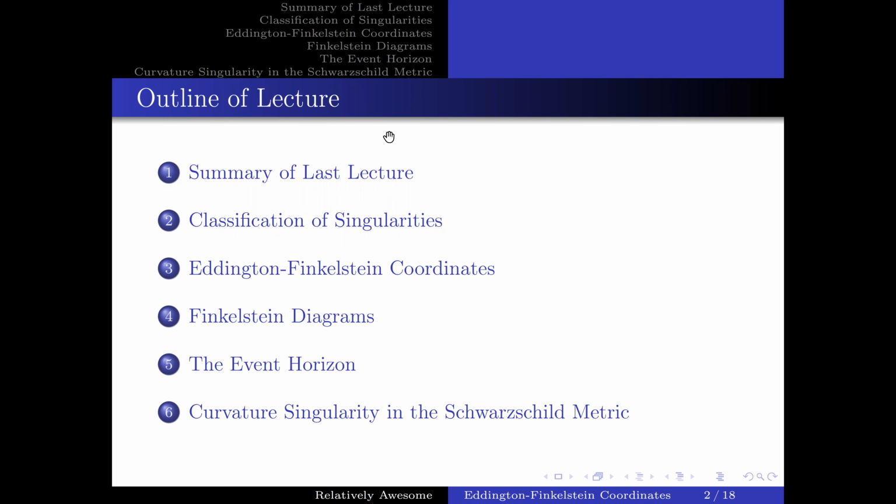We will first give a brief summary of what we have learned last lecture. Then, we will learn how to classify singularities and describe what they mean physically. Next, we will learn how to remove coordinate singularities and extend the Schwarzschild geometry using Eddington-Finkelstein coordinates. Afterwards, we will learn how to visualize radial null geodesics by learning how to draw Finkelstein diagrams. Then, we will discuss the nature of event horizons and how the time and space coordinate change when an object crosses the event horizon. And finally, we will look at what goes wrong at the singularity of a static black hole.